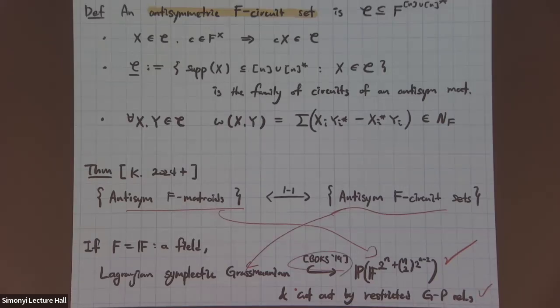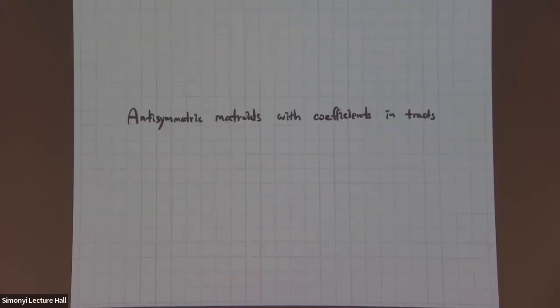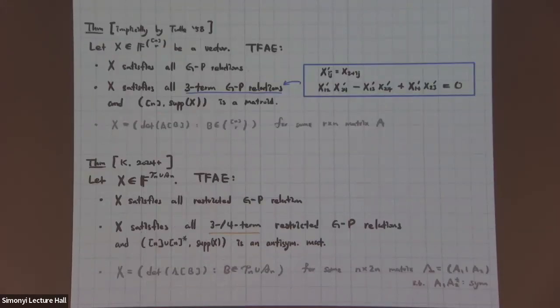There's also a distinction between weak and strong antisymmetry. That's also a good question. Here, we can also define the weak antisymmetric F matroid using the 3 and 4 term restricted Grassmann relation. But I don't know whether these coincide if we choose, rather than a field, something like the tropical hyperfield or sign hyperfield. I don't know yet.